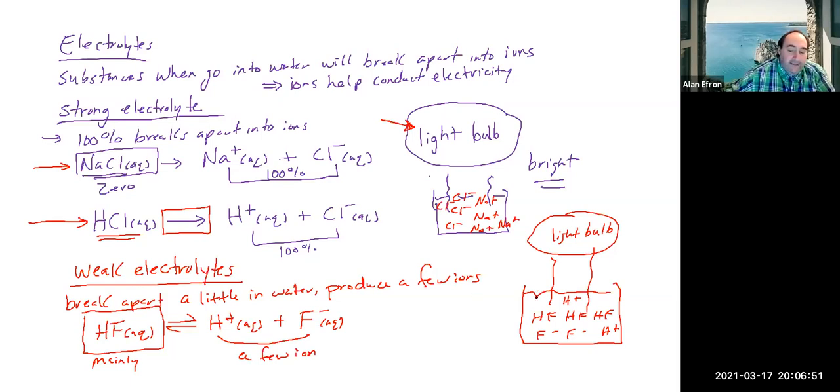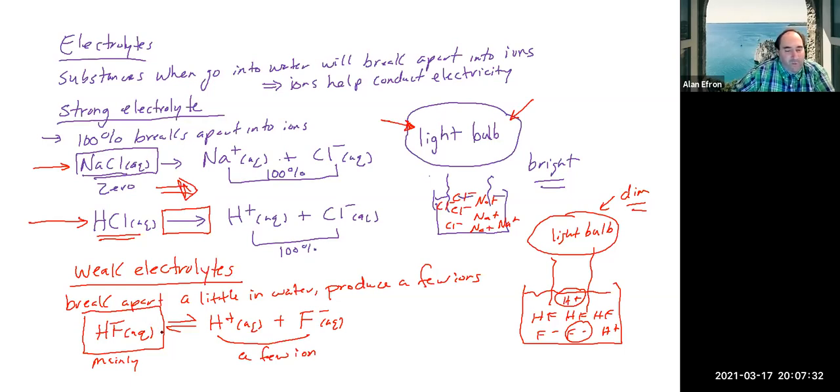So what that means is it's still able to produce a few of these ions in the solution. Because it's still able to produce a few of those ions, it's still able to conduct electricity, but it's going to give you more of a dim light bulb. It's going to be very, very dim when you look at it. It will still go off, but it will be nowhere near as bright as in a strong electrolyte. That's because in a strong electrolyte, 100% of it pretty much goes this way, and you have 100% ions in there.